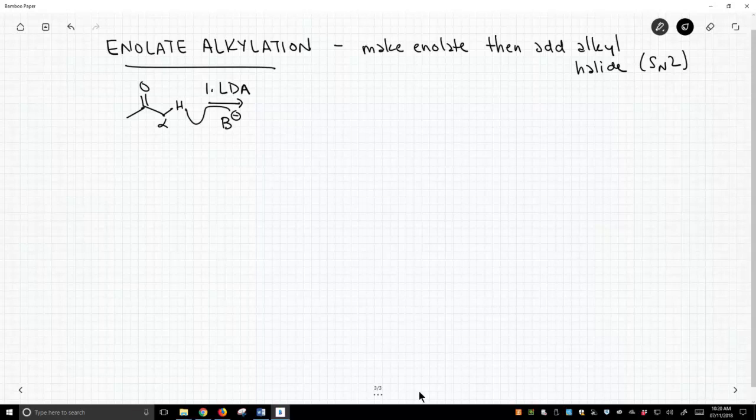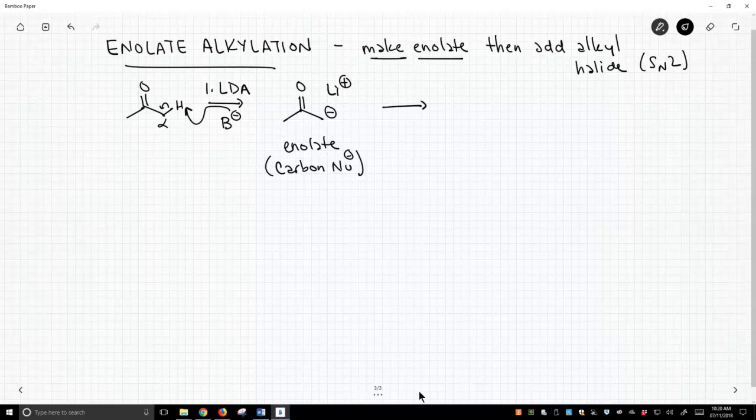So LDA is basically a base. It's going to pluck off that hydrogen and give us our enolate. And lithium is our counterion. And so that's the first step. So we've done that. Make the enolate. We have made our enolate. Now typically an enolate is a nucleophile like carbon. So it's a carbon nucleophile. And we've chosen to draw the resonance form that emphasizes having the charge on the carbon instead of the one that puts a negative charge on the oxygen.